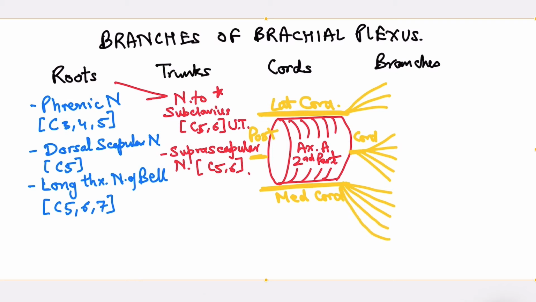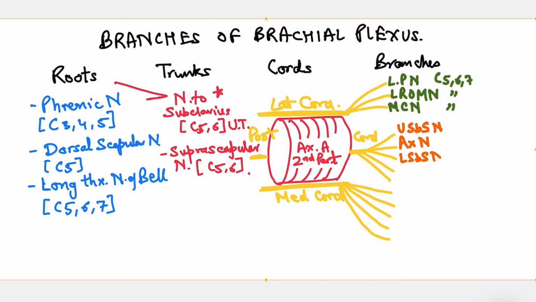So from the lateral cord, the branches will be the lateral pectoral nerve, lateral root of median nerve, then musculocutaneous nerve. All of these have root numbers C5, 6 and 7. Same root numbers. Then the branches arising from the posterior cord are the upper subscapular nerve, axillary nerve, lower subscapular nerve. Now these three nerves have the root numbers C5, C6 only.